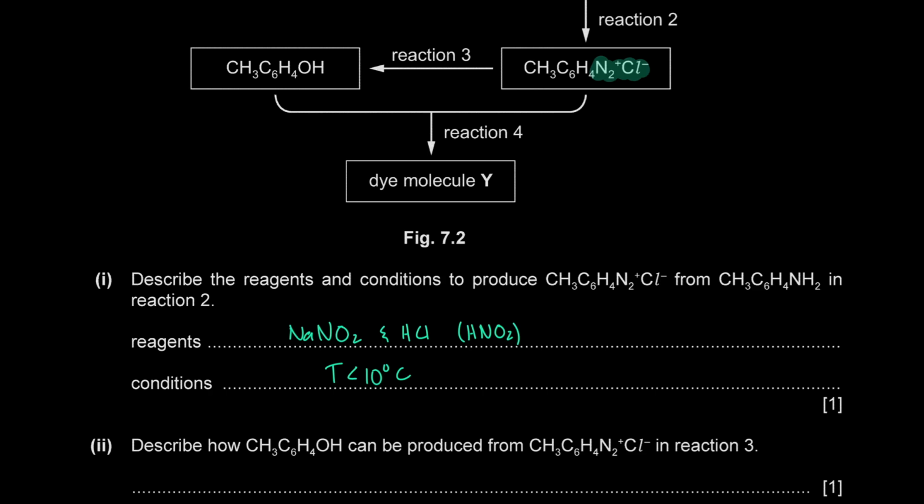Describe how CH3C6H4OH, the phenol, can be produced from this diazonium salt in reaction 3. The diazonium salt can get hydrolyzed by water to form phenol. Because it's unstable at any temperature above 10 degrees Celsius, it will get hydrolyzed to form a phenol. So over here, you can just say warm in water. At any temperature above 10 degrees Celsius, this will actually happen. So, warm in water.